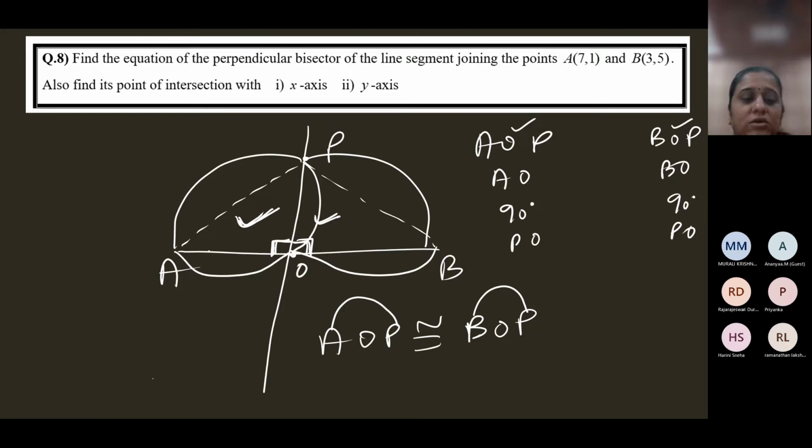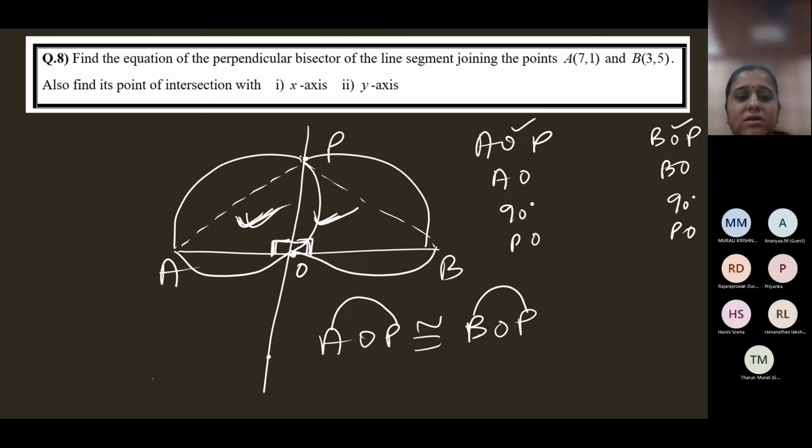So what did I do? Line segment, perpendicular bisector. Take any point on the perpendicular bisector. You can take it below also here. And join PA. That is, you're joining this point to the ends of the line segment. You're joining P to the end A, P to the end B. And you can straight away write PA is equal to PB. You don't have to work all this. And you know why PA is equal to PB, because these two triangles are congruent to each other. PA is equal to PB, CPCT.